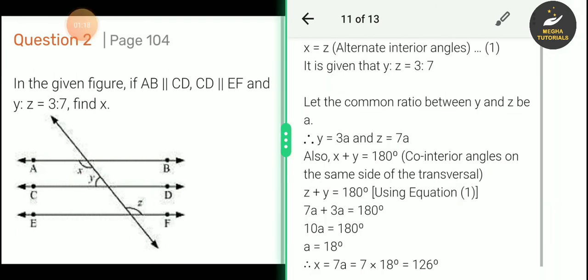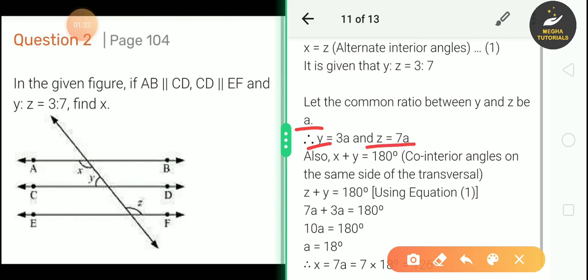Now it is given that y is to z is equal to 3:7. So if we assume the common factor between the ratio as a, then we can write y is equal to 3a and z is equal to 7a. Now consider AB parallel to CD. Therefore we can say that angle x and angle y are co-interior angles and co-interior angles are always supplementary. Therefore we can write x plus y is equal to 180 degree.